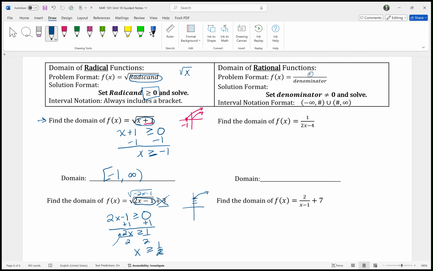Remember that we've talked about a few different times already that when you divide by 0, you are making that undefined. So basically, it is not okay to divide by 0 in math. It makes that expression undefined.